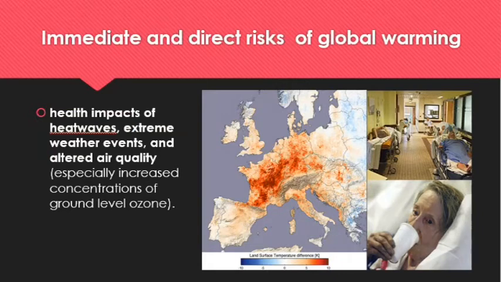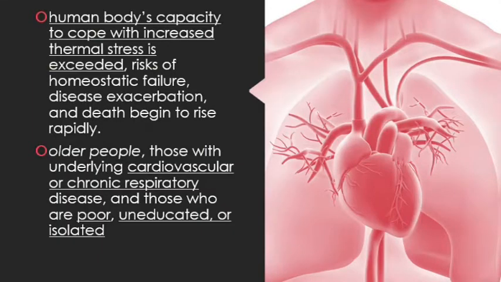So, there are immediate and direct risks of global warming. The health impacts of heat waves, extreme weather events, and altered air quality. Makikita nyo dyan sa pictures na yan. Alright. So, the human body's capacity to cope with increased thermal stress can be exceeded.